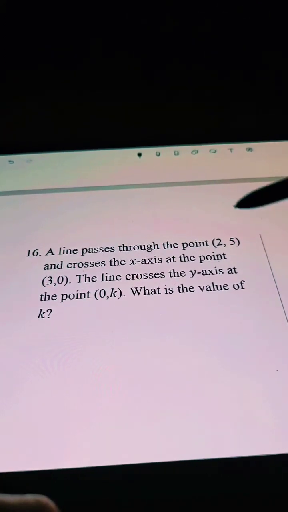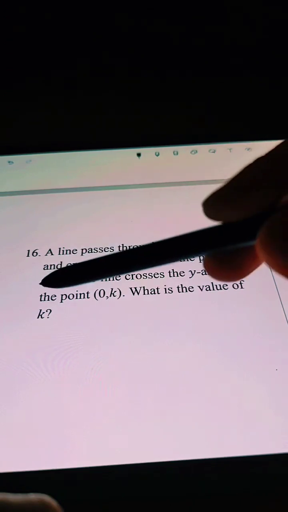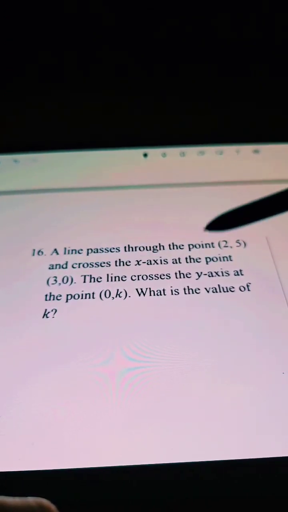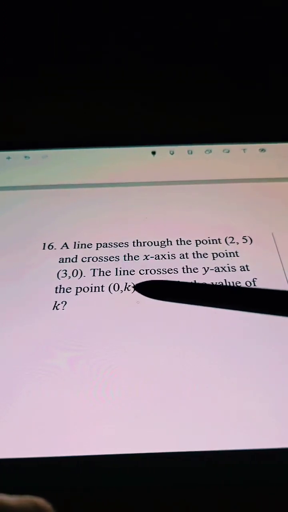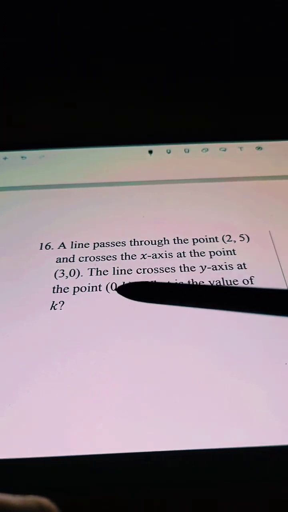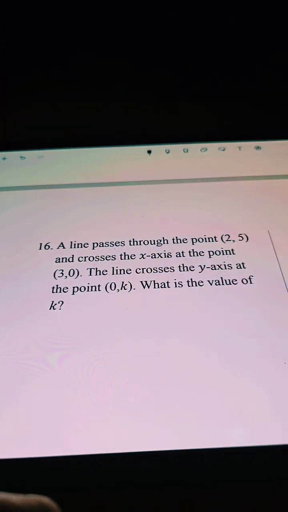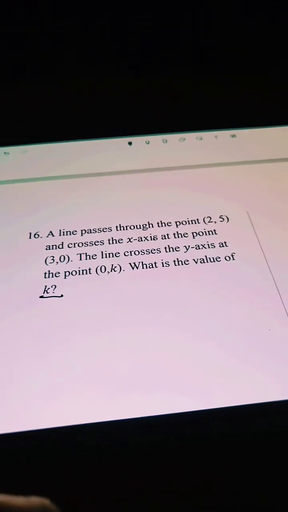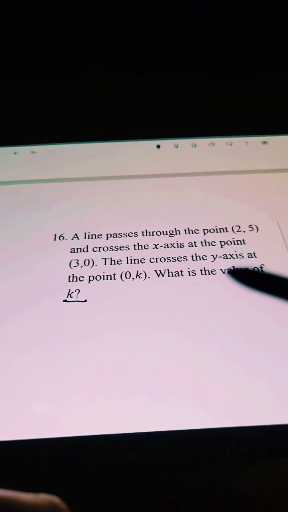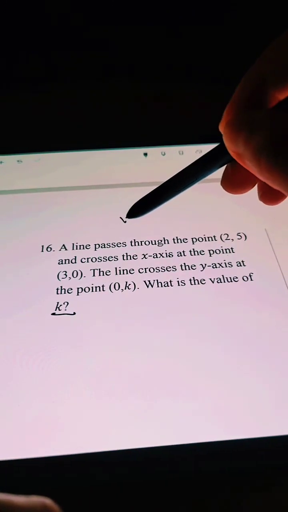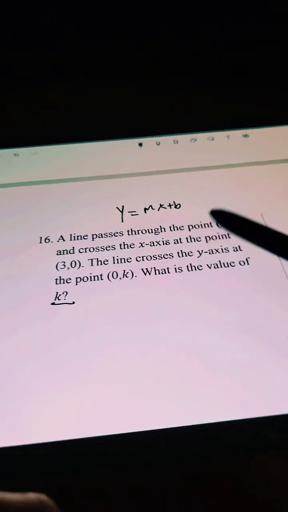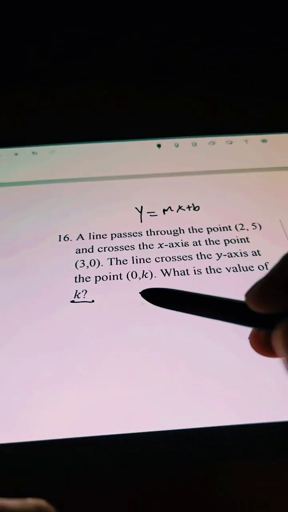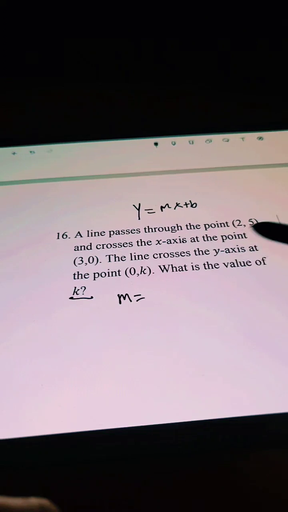So a line passes through this point and crosses the x-axis at this point. So they've given you 2 points. The line crosses the y-axis at this point, so they also give you a y-intercept because where it crosses the y-axis, that's the y-intercept. What is the value of k? So basically we're finding the y-intercept, or k, however you want to think about it. So remember, for a line, we have to follow the format of y is equal to mx plus b.